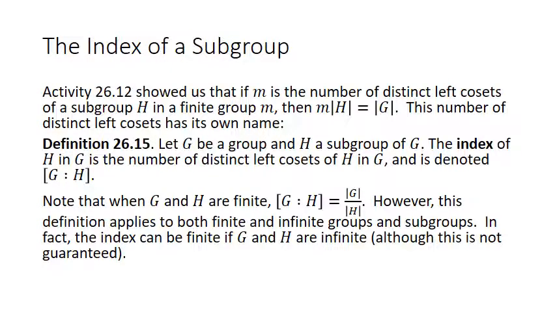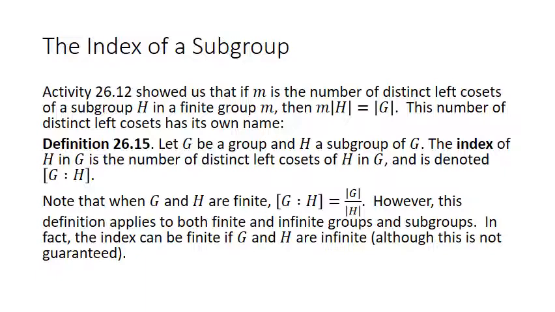Okay, so now let's talk about the concept of the index of a subgroup. Activity 26.12 was the one where we proved Lagrange's theorem. That showed us that if M is the number of distinct left cosets of a subgroup H in a finite group G, then M times the order of H is equal to the order of G. That's just because those cosets are all the size of H, and they partition the group. This number of distinct left cosets actually has its own name, given in this definition.